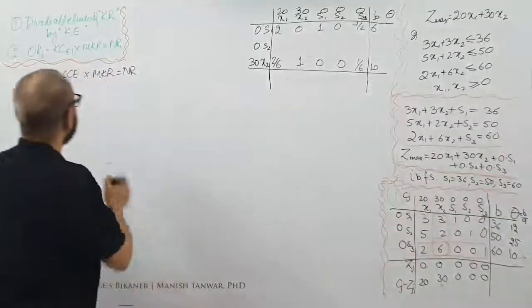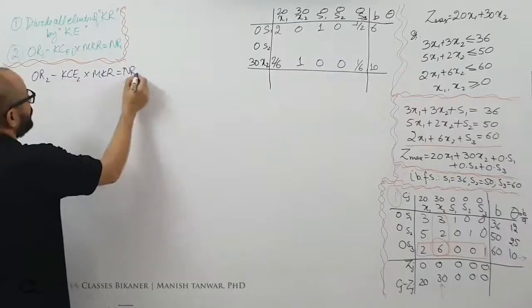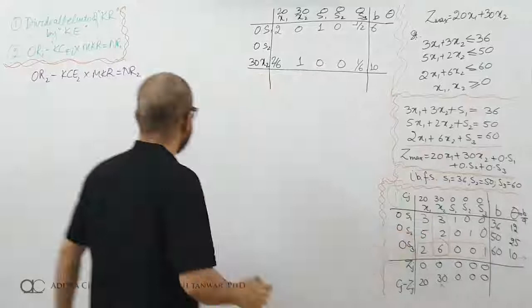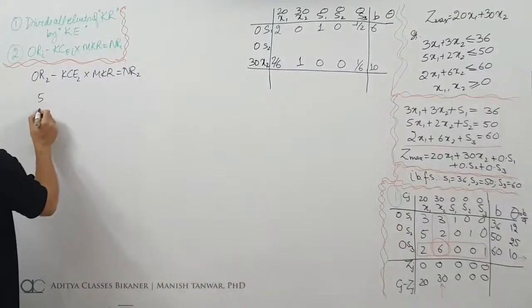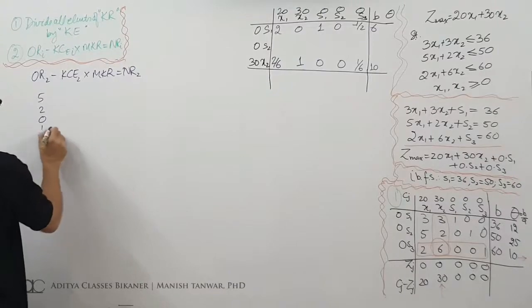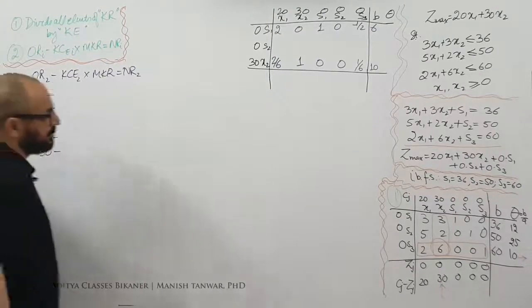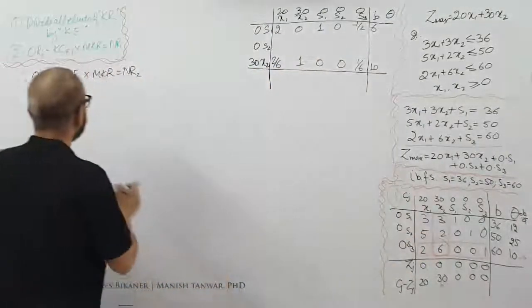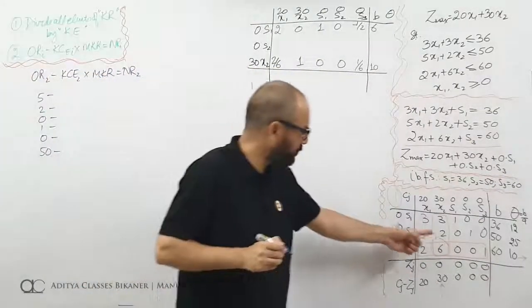For now, the second row needs to be transferred. Old row 2, key column element 2, new row 2. What is the old row? It is 5, 2, 0, 1, 0, 50. 5, 2, 0, 1, 0, 50 minus key column element 2. Key column element 2 is 2.